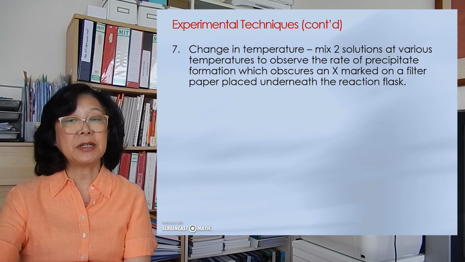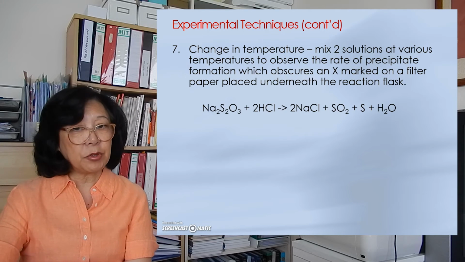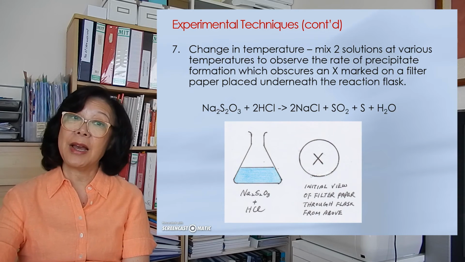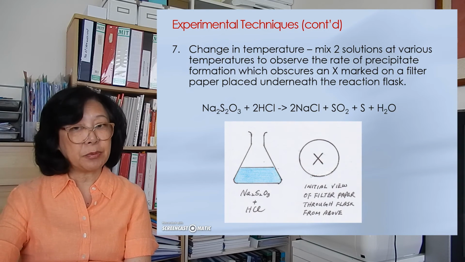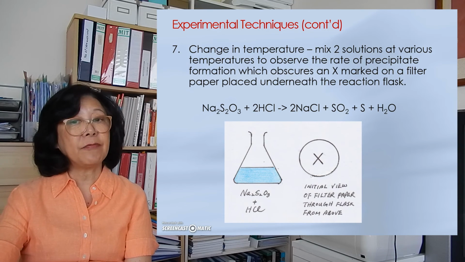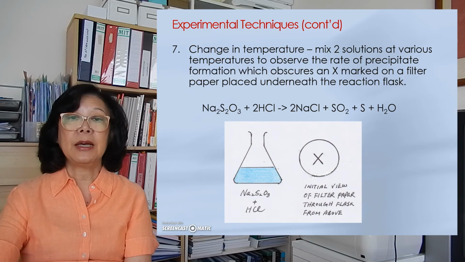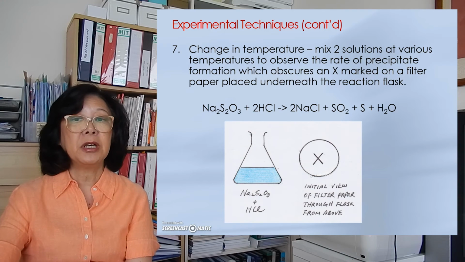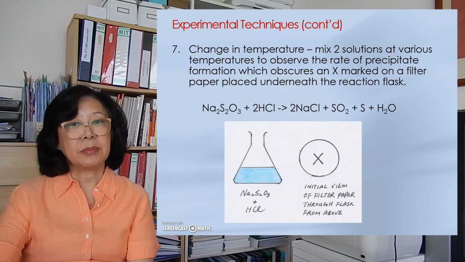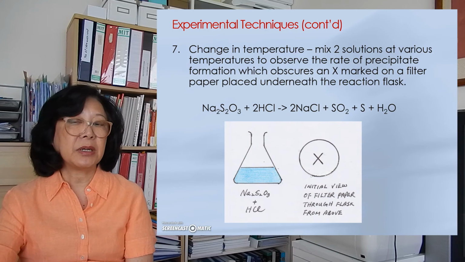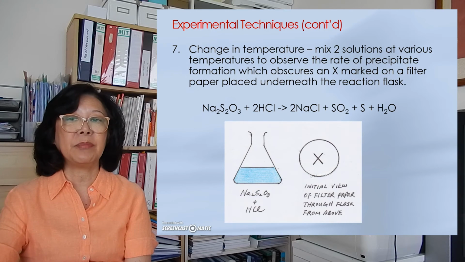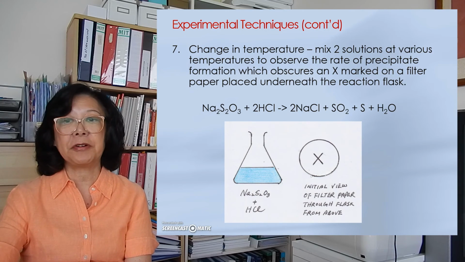And then finally, there's another one, where we measure the change in temperature. Let's say we are mixing sodium thiosulfate with hydrochloric acid, and that forms sulfur as a precipitate. We can mix the batches at various temperatures, and then measure the time it takes for the X, which is placed on a piece of paper underneath the flask, to disappear, because it is obscured by the appearance of the sulfur precipitate.